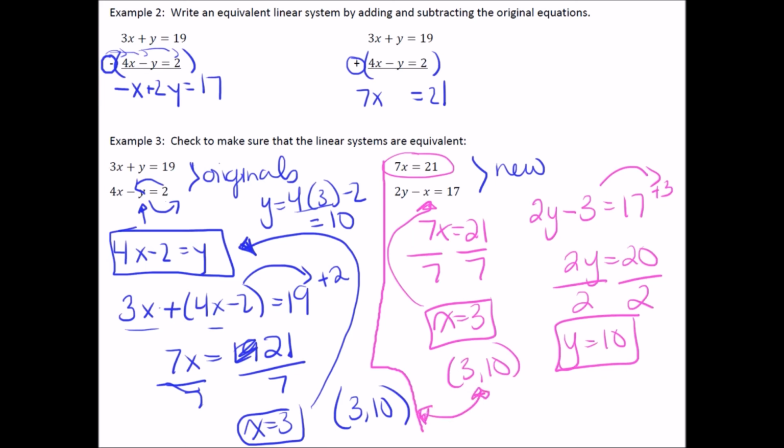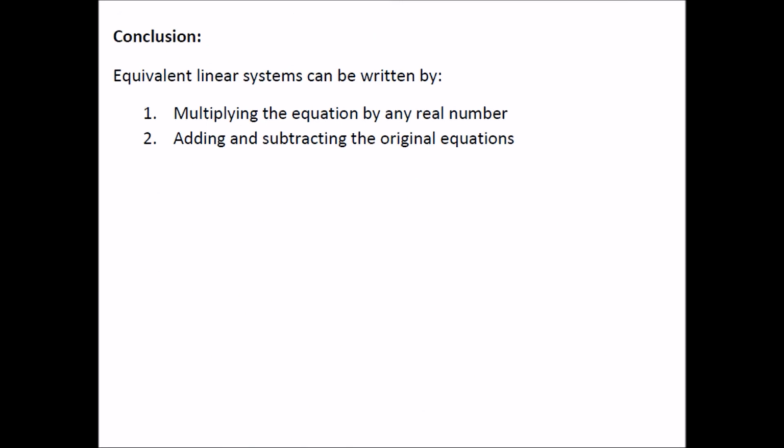And that means that we just showed that when we add two equations and we subtract two equations, the new linear system is going to have the same solution as the original linear system. So at the bottom, I just have a little conclusion. So equivalent linear systems can be written by either multiplying the equation by any real number or adding and subtracting the original equations.